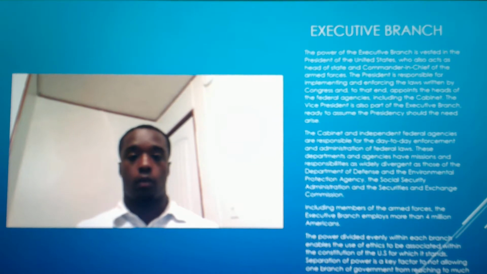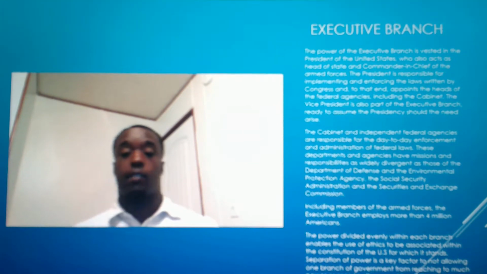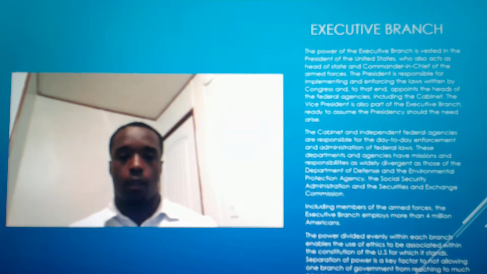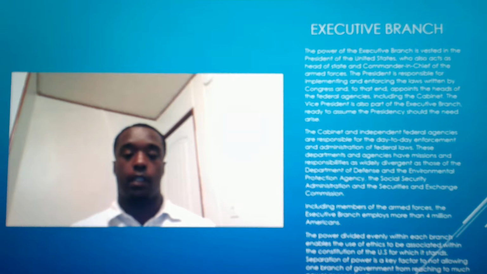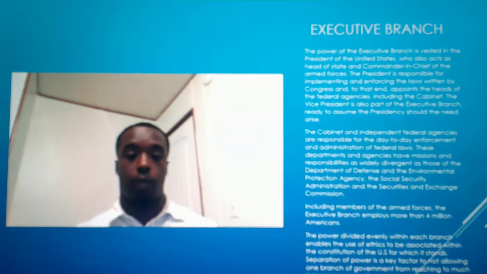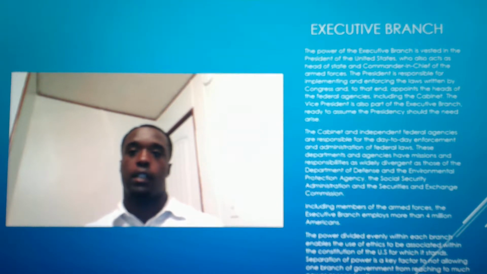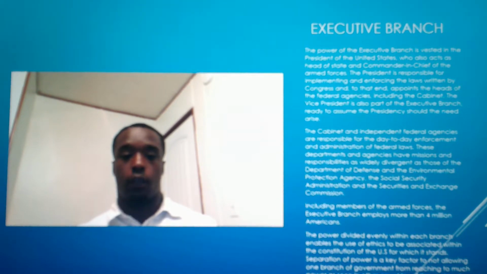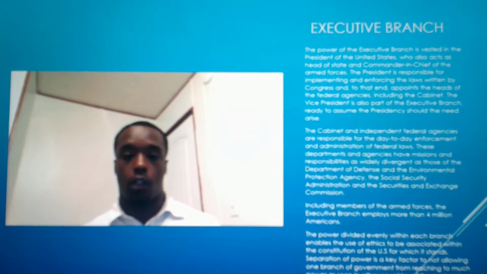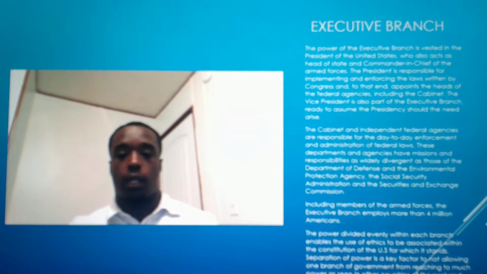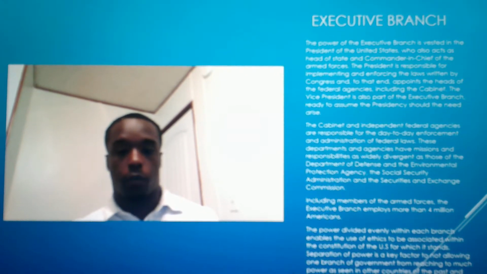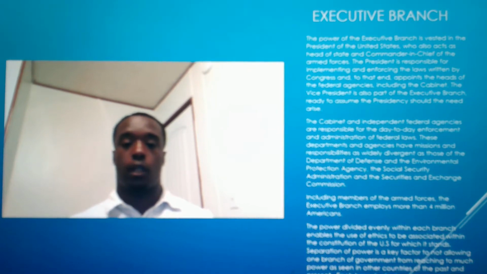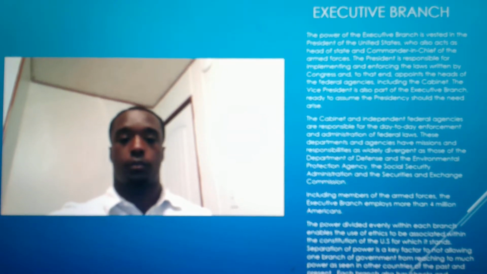A key factor with the separation of powers is the checks and balances within each branch. Each branch goes through a process of checks and balances. Say, within the executive branch, there are checks and balances that have to go through the Senate, and whether the president can go past certain laws or veto certain laws. With the checks and balances within these three branches, not only do they check each other, they also uphold the separation of powers.